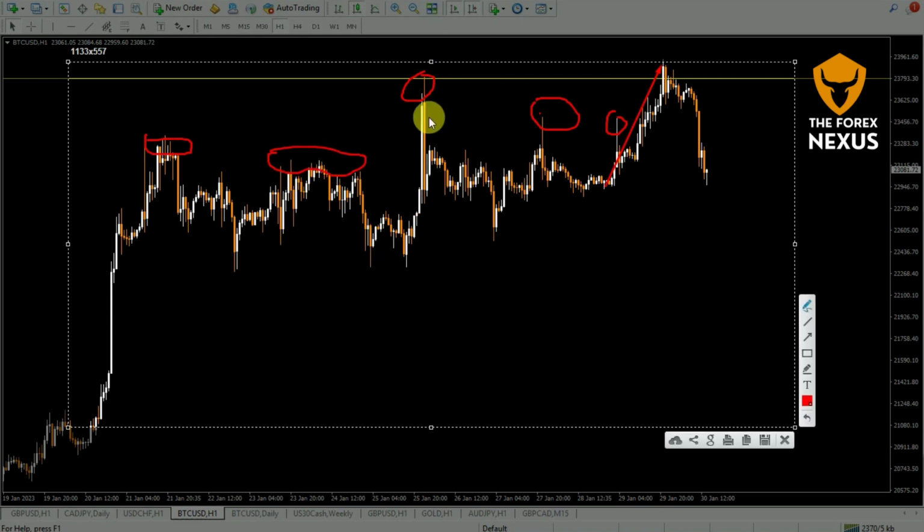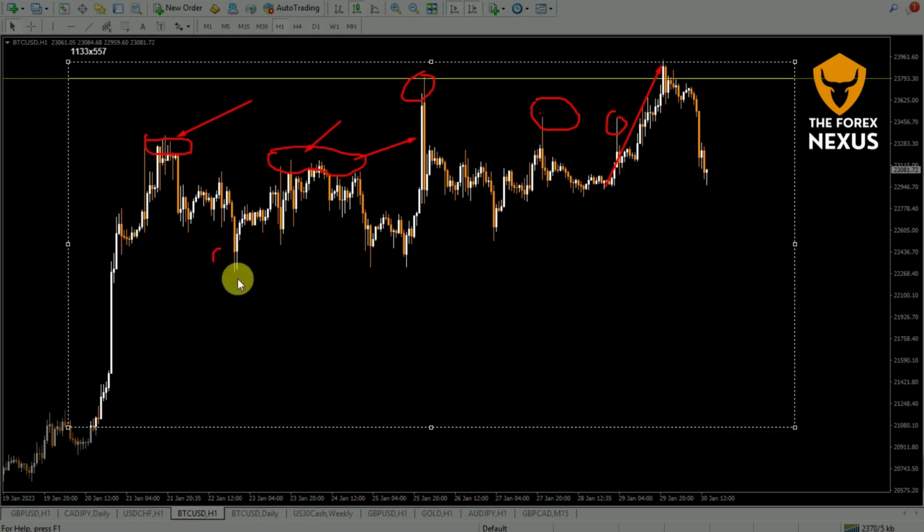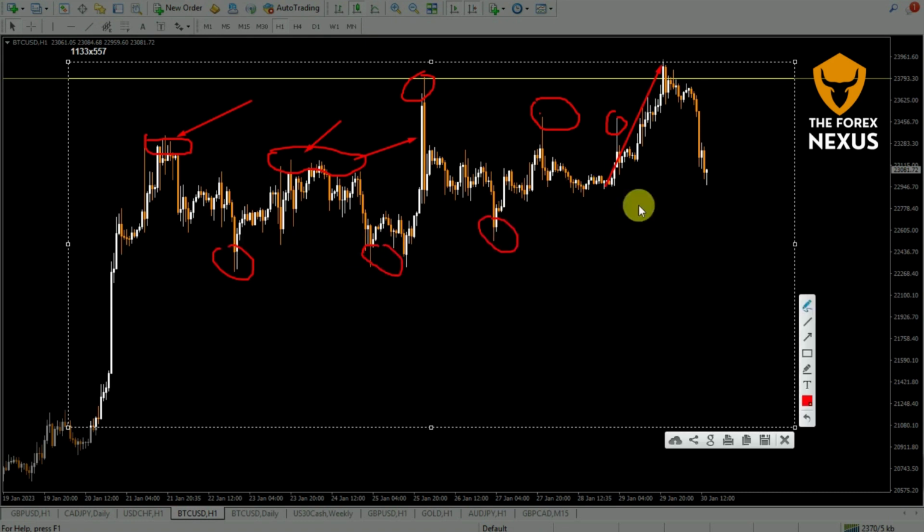So here the market takes out these two liquidity zones with this bullish candle. But before going down we also have liquidity zones which the market needs to take out for further movement. Okay, on H1 this one is a demand zone. Here we have a demand zone.